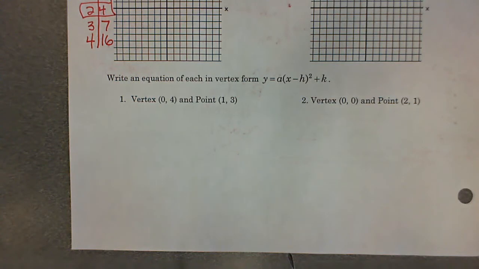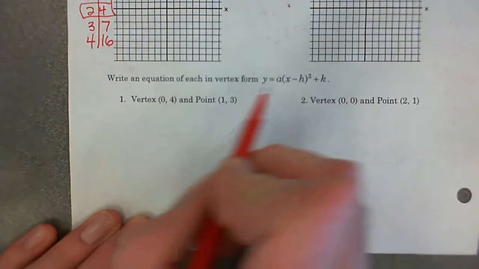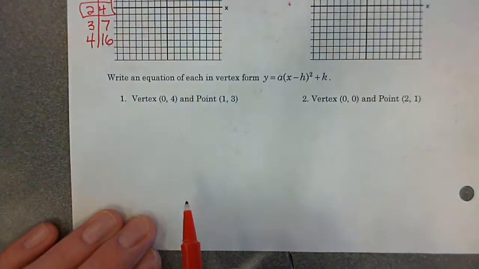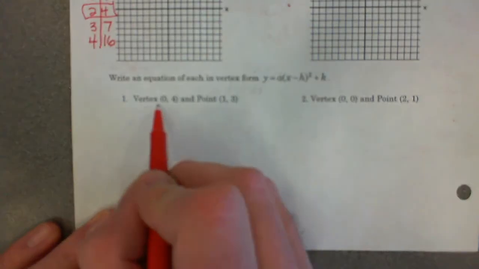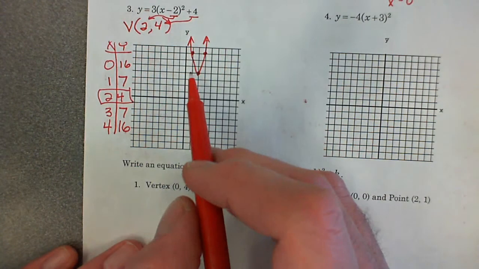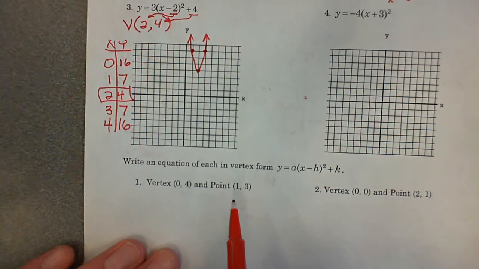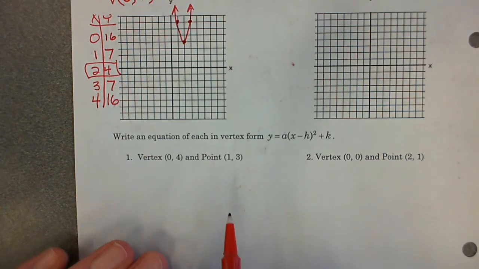Okay, last thing I'm going to show you today is how to write the equation given some information. So here, I'm given the vertex is (0, 4) and a point (1, 3). They gave me a vertex and a point and they want me to write the equation. So, how do we do that?